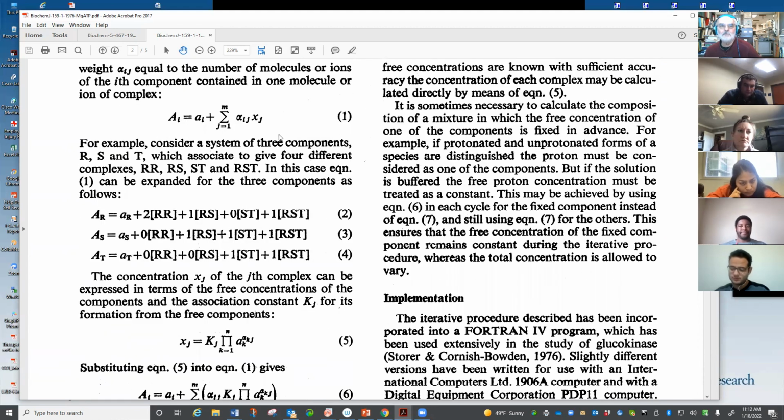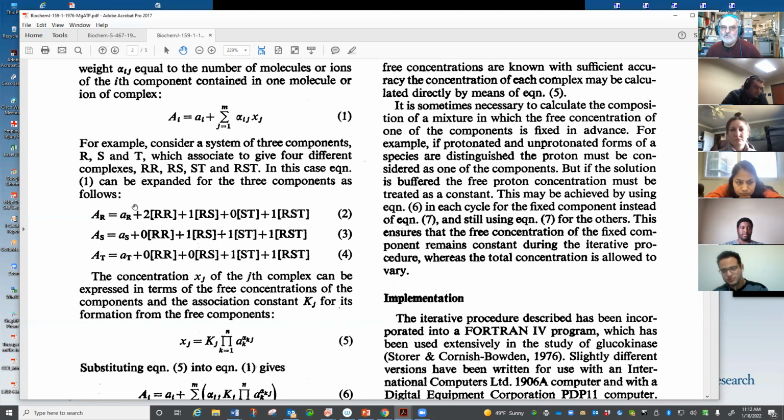And the example that they give you is that imagine you have a mixture of R, S, and T, okay? 3 components that can associate to form an RR, an RS, an ST, and an RST complex. So there are 4 equilibria from 3 components, all right?